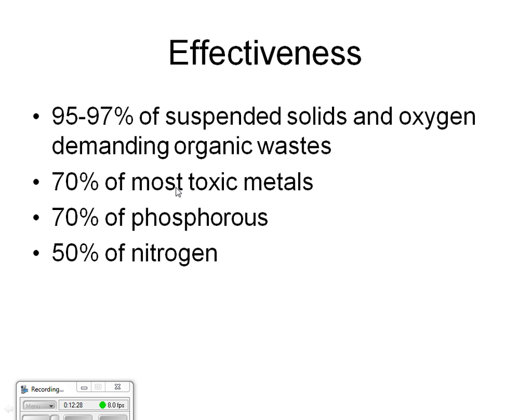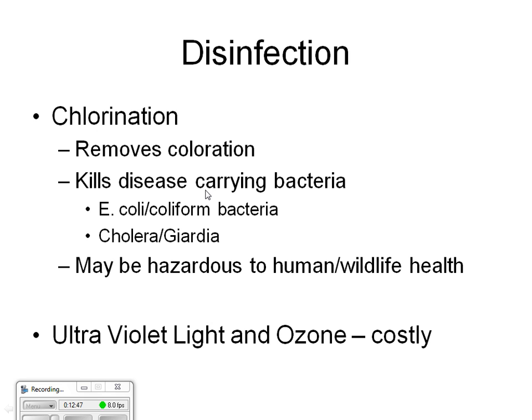70% of the most toxic metals from industry can be removed from this process as well as it settles out. 70% of the phosphorus is removed and 50% of the nitrogen is removed. So it really reduces the impacts of cultural eutrophication if we discharge this effluent into the surrounding environment. But you can't release it just right after secondary. In fact, we need to get rid of some of the disease-causing pathogens from the water, right?